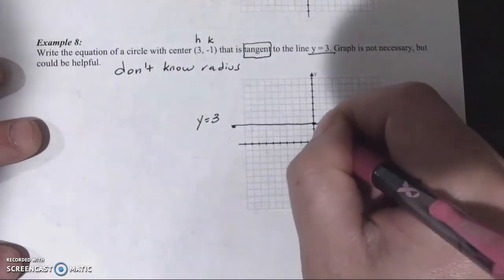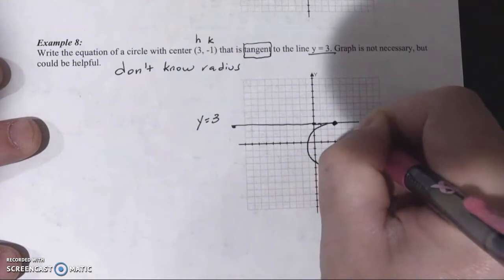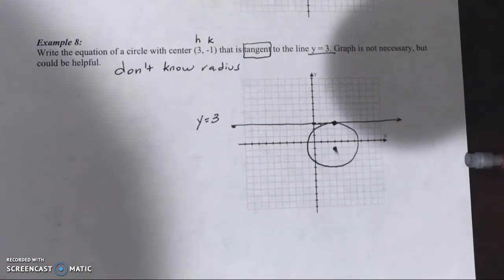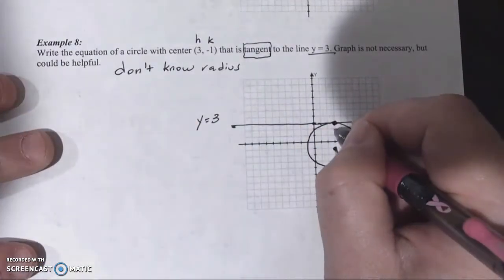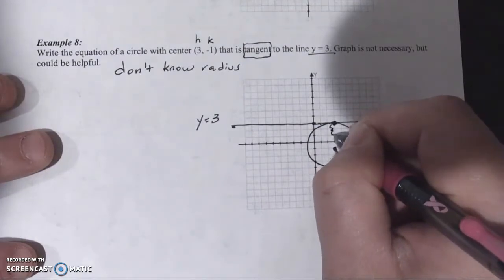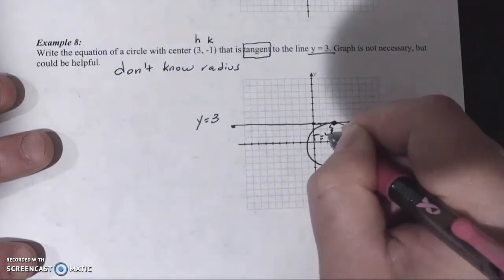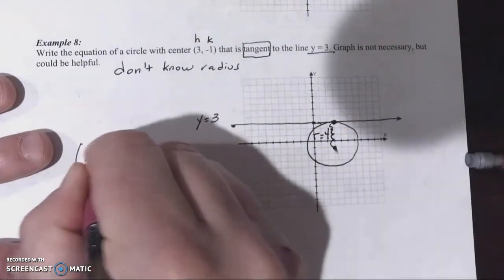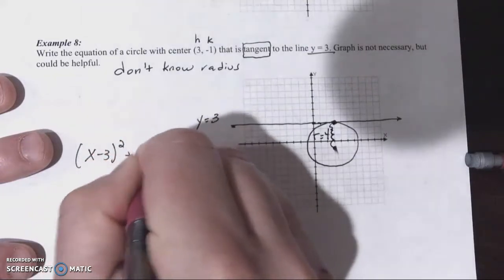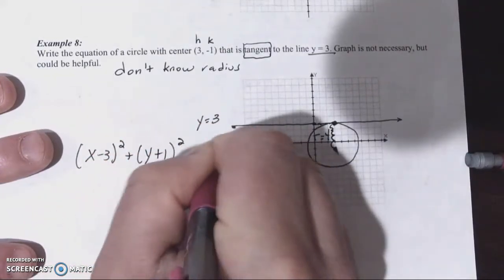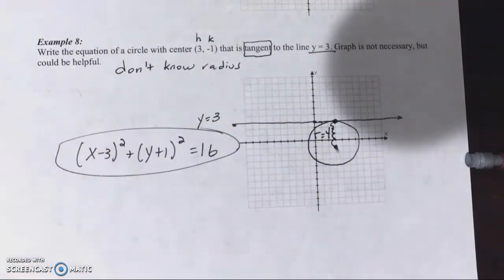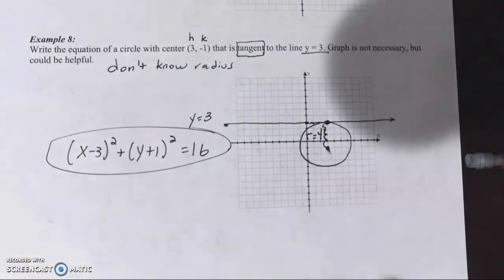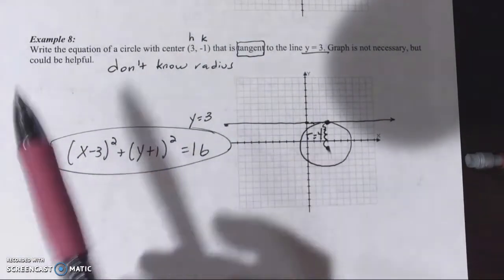That way, when we draw our circle, you see that it is tangent. Okay? Alright, so what's the radius? Let's count. 1, 2, 3, our radius is 4. Radius squared, 16.